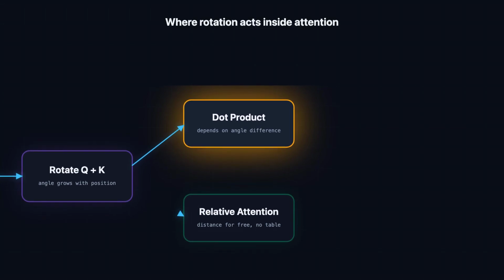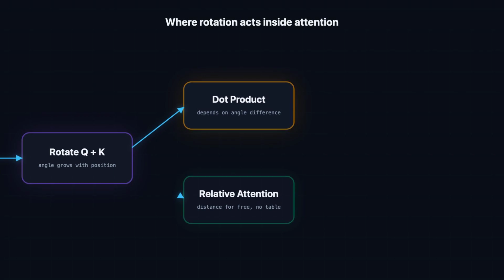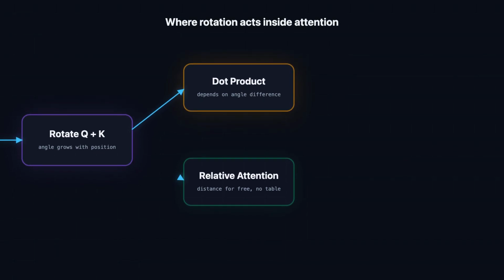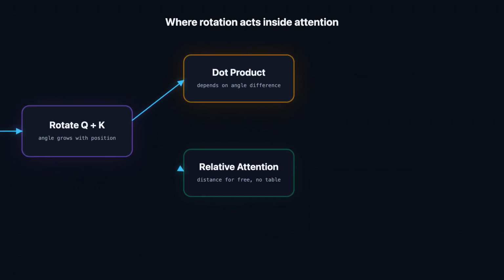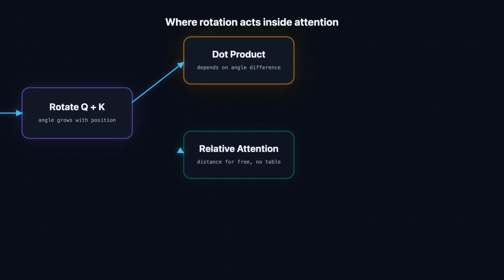Now watch what happens at the dot product. When two rotated vectors meet, their similarity depends only on the difference between their angles, which is the gap between the two positions. So the dot product naturally sees relative distance, not absolute slots.